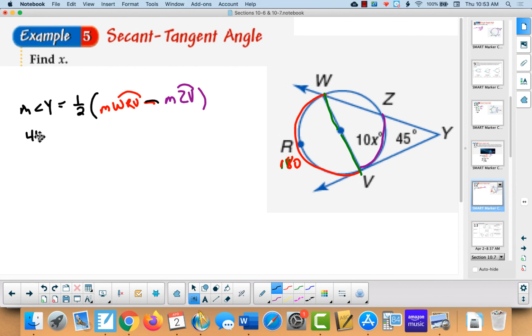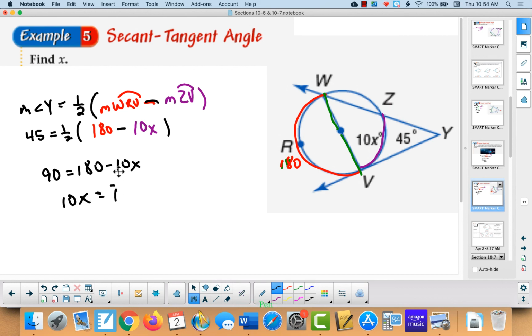The measure of angle y is 45. The measure of arc WRV is 180. And the measure of arc ZV is 10x. Multiplying both sides by 2. And we end up with x equals 9.